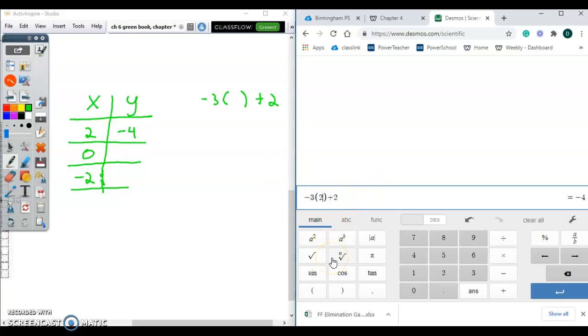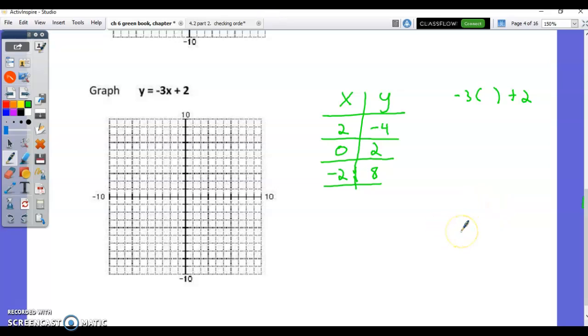The second one, I only have to back out these inputs. Let's put 0 in. -3 times 0 is 0 plus 2. That gives us 2. And then finally, we're going to do -2. So -3 times -2 is positive 6 plus 2 gives us 8. So again, I'm picking any 3 numbers that you want. So once I do that, now I have to just plot these onto my graph.